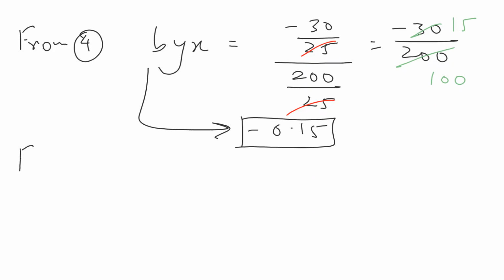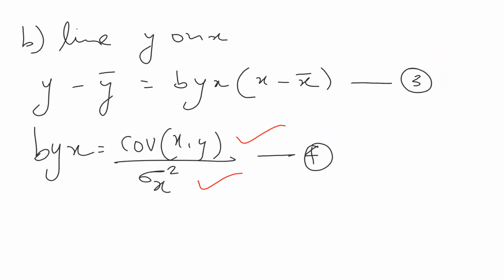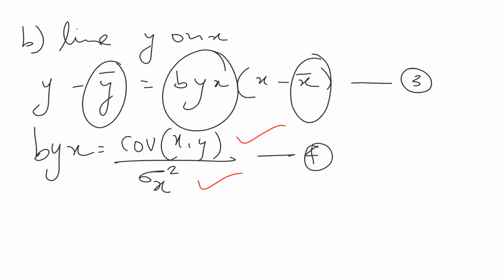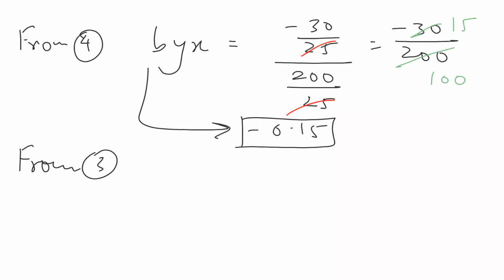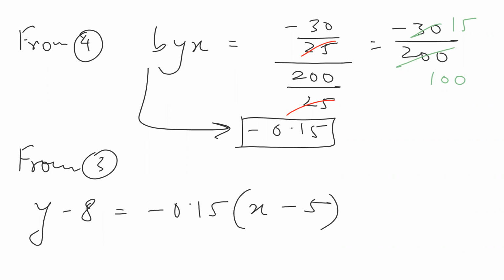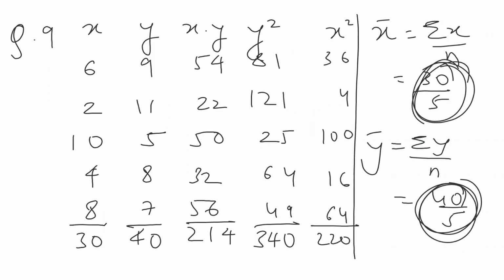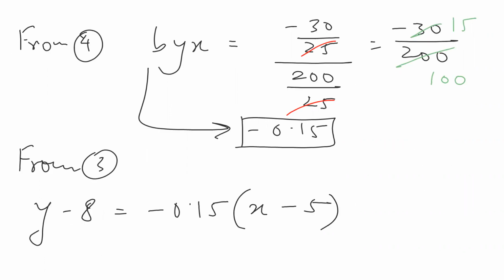So from 3 this time, y minus y bar equals byx times x minus x bar. All these values we have calculated, y bar, x bar and byx values we already have. So y minus y bar is y minus 8, 40 upon 5, that is 8, equals minus 0.15 into x minus 5, 30 upon 5, which is equal to 6. We'll take this as 6.